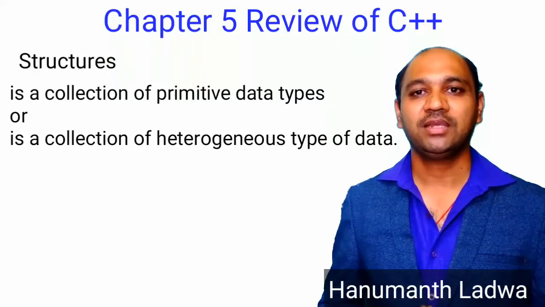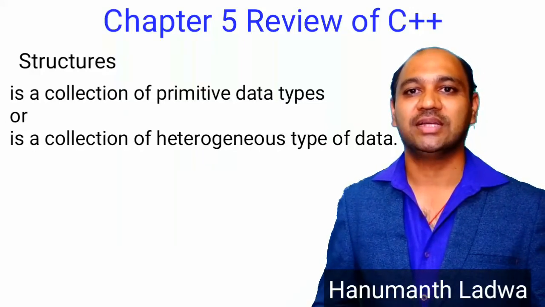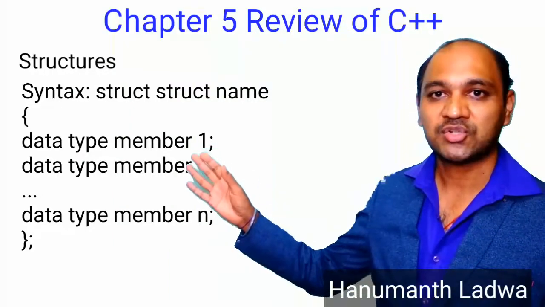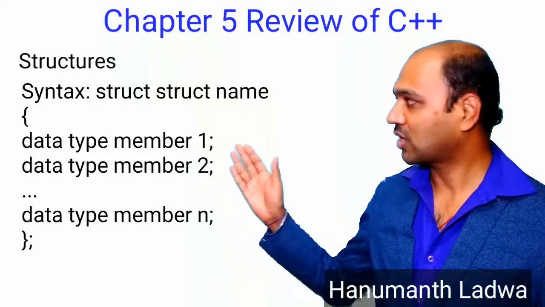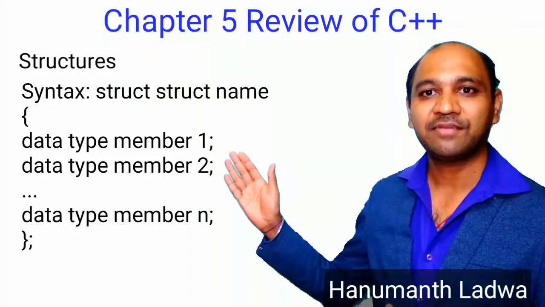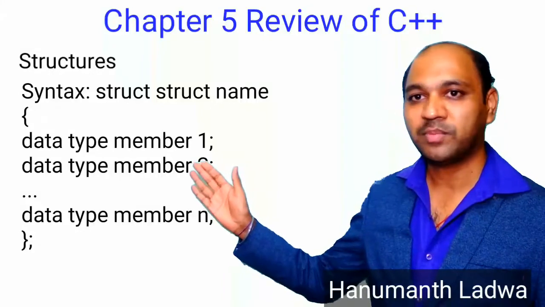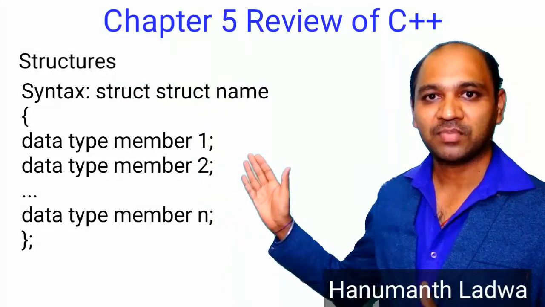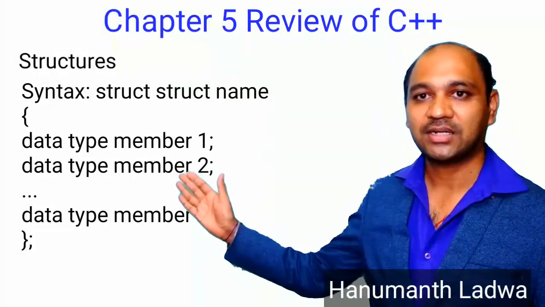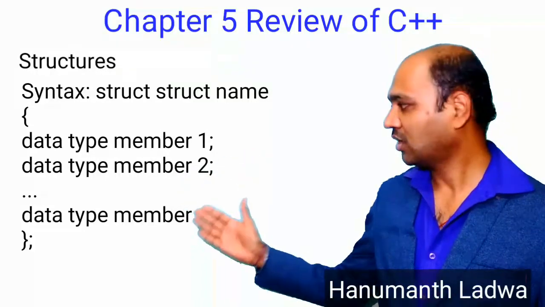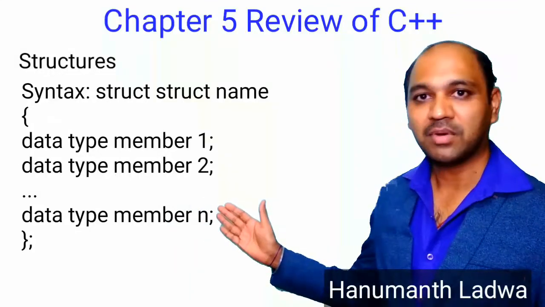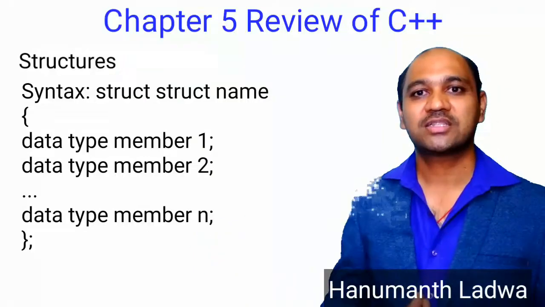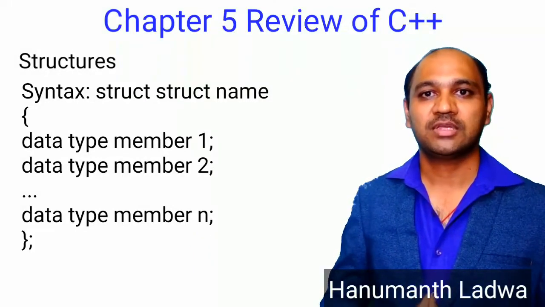Then how do you define a structure? Let us see the syntax of defining a structure. Here we are going to use struct as a keyword and the struct name, any valid identifier name you can write. Next curly open brace. Then we write data type and then member name, that is the first member. Next data type, member 2, and so on. Data type, then member n. Curly closing brace and semicolon. That indicates the termination point of the definition of the structure.